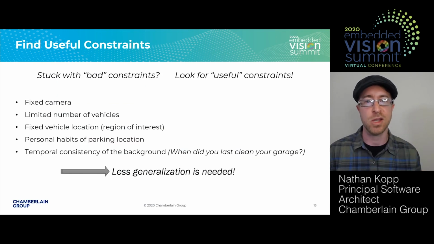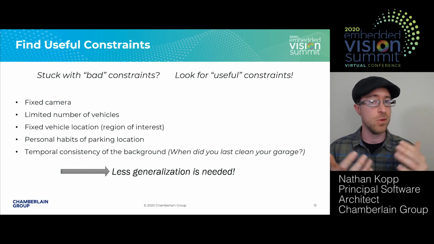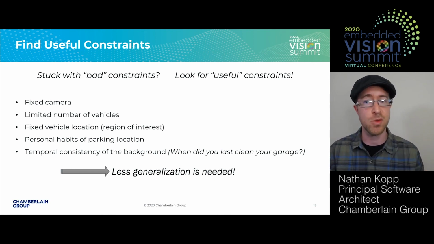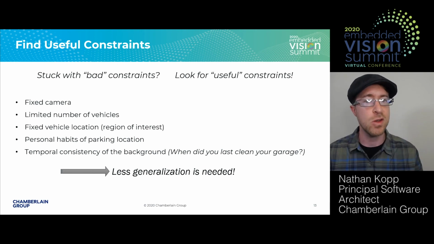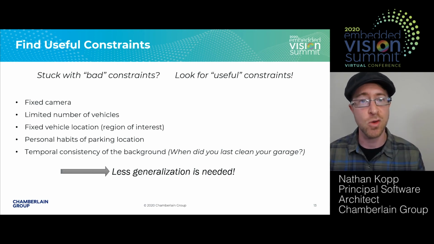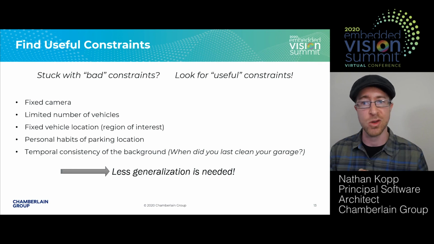But the next process that we looked at for simplifying the problem is to look for useful constraints. We were stuck with a lot of bad constraints, not being able to see the license plates, for example, low CPU, low memory. But we looked for some useful constraints, such as the camera's fixed location. We don't really need as much generalization because the camera is stuck in one spot. There's a limited number of vehicles. None of us have Jay Leno's garage, and so we don't really have to look for any type of car. We have to look for the specific cars that are owned by this user.